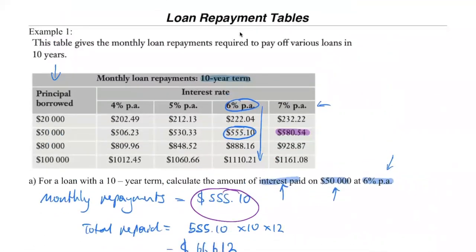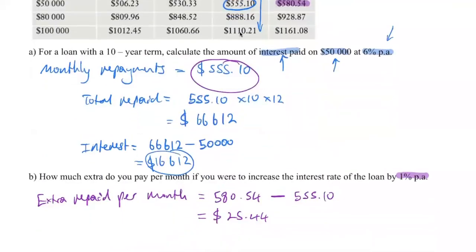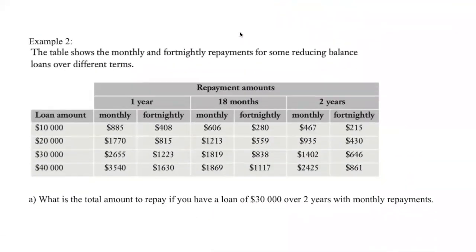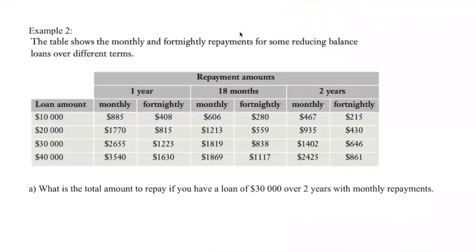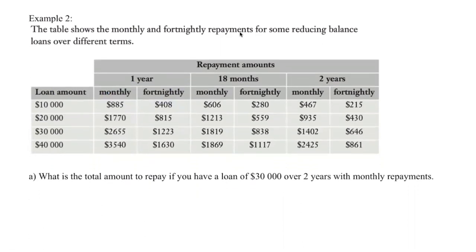We might dive into the next question and have a little bit of a look at how we might use that. Okay, it looks slightly different. So for example 2, again, we're using a loan repayment table. Again, we're given repayment amounts, except this time we're given repayment amounts for 1 year, 1.5 years, and 2 years. We're also given loan amounts, but for each 1 year, 18 months, and 2 years, we're given how much our repayment amounts will be in both a monthly format and a fortnightly format. Okay. All right. So let's look at part A.